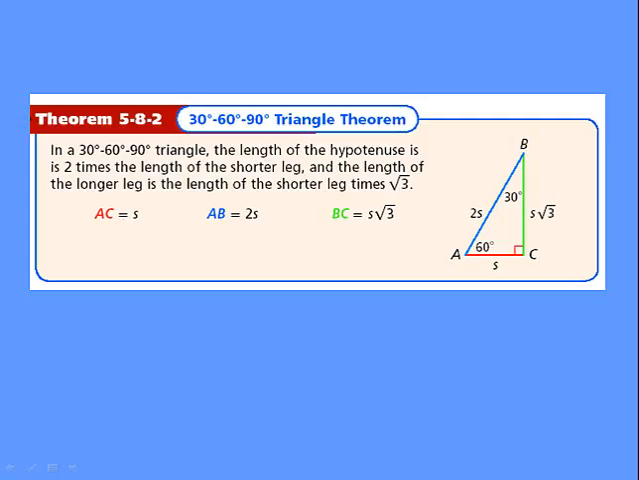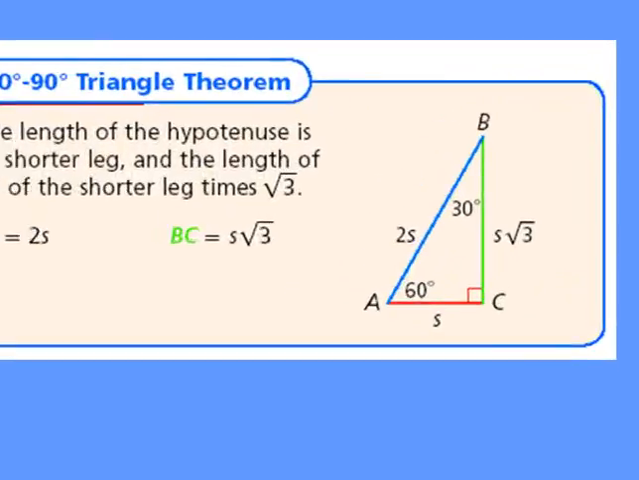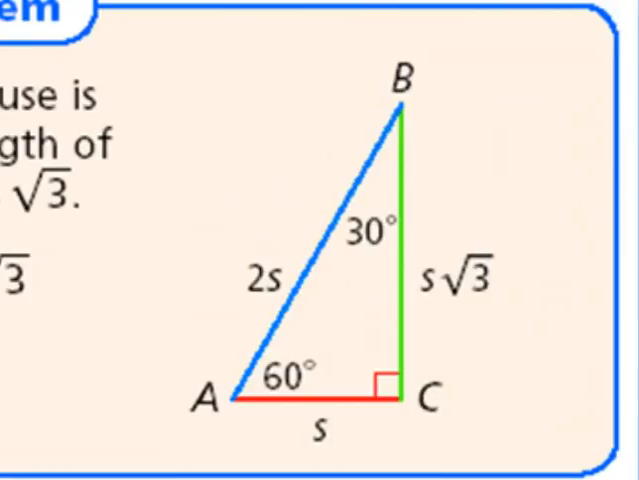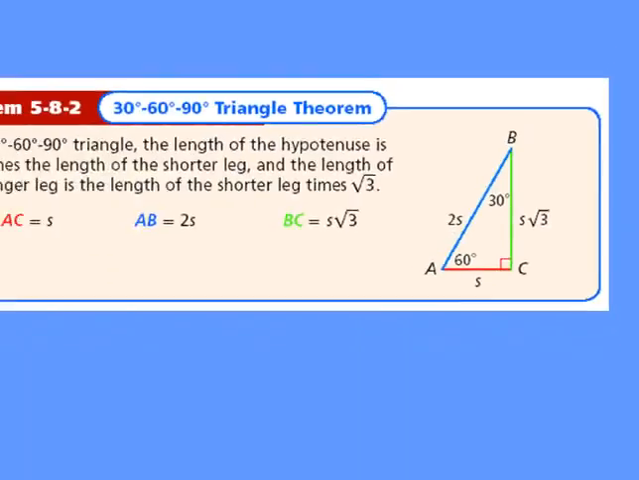Okay, our next theorem for section 8 is your 30-60-90 triangle theorem. This triangle has a 30-degree angle, a 60-degree angle, and a 90-degree angle. And once again, we're going to pay attention to the picture on the right side, and it's going to tell us how long each side measures. Notice the variable here is S. If we can find out what S is, we can fill in the rest of the side lengths.